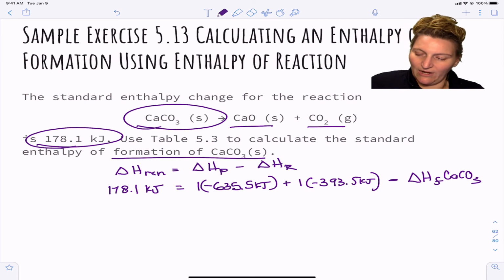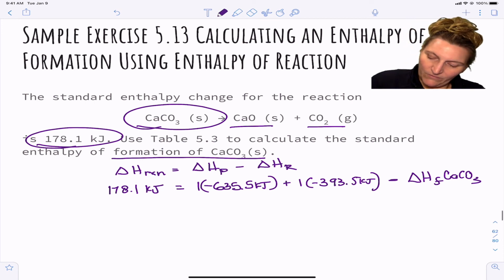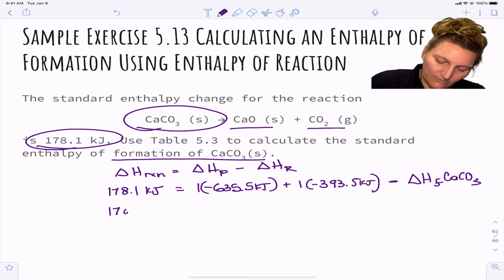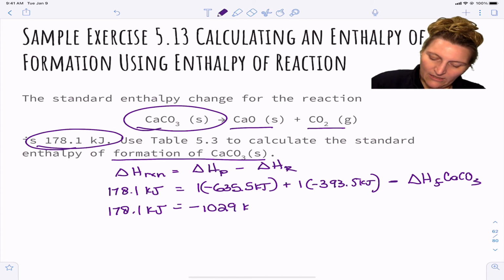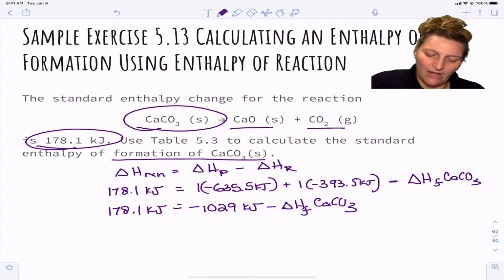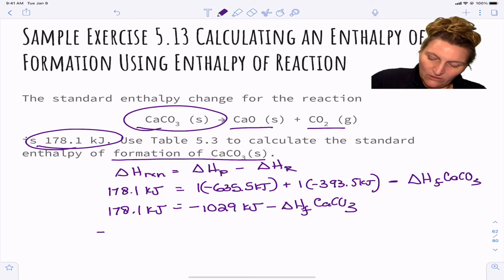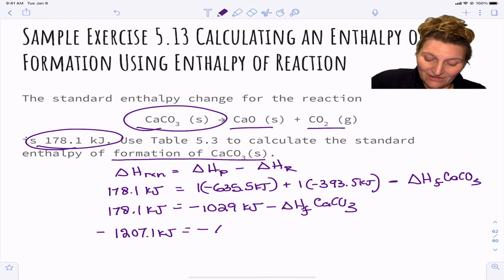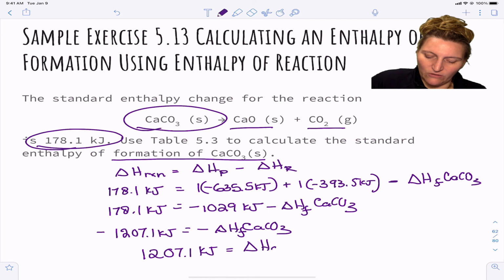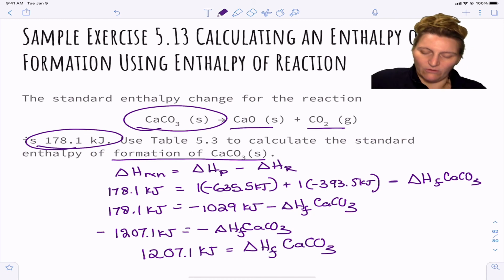So I add those two numbers together there, and that comes out to be negative 1029 kilojoules minus the delta H of formation of CaCO3. I would add that number to both sides. So negative 1207.1 kilojoules equals the negative delta HF of CaCO3. So that means positive 1207.1 kilojoules is equal to the delta H of formation of CaCO3.